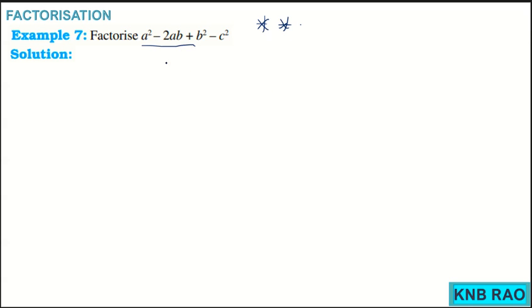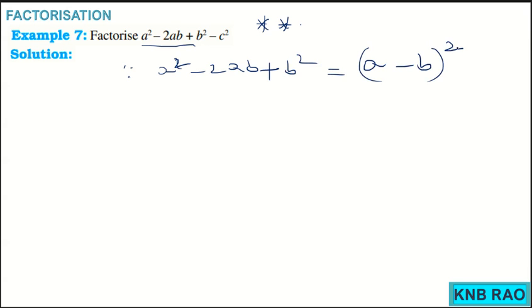Now, first, since a square minus 2ab plus b square is factorized as a minus b whole square, these first three terms I will write as a minus b whole square minus c square. So, the first three terms I have factorized first.